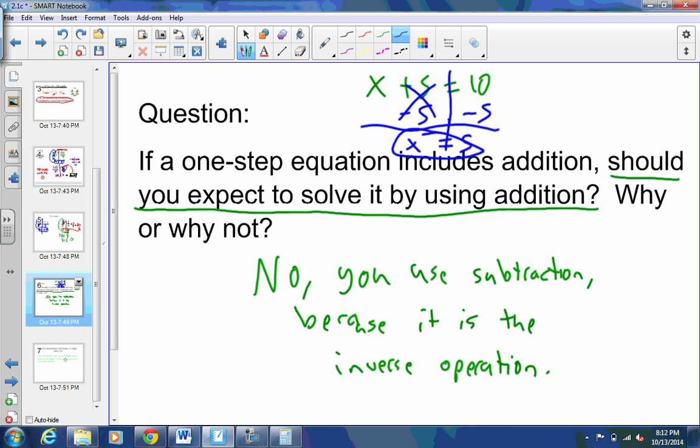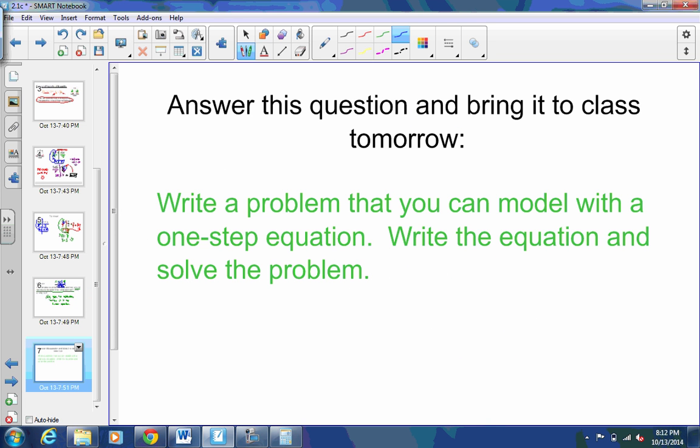Now, lastly, I want you to answer this question and bring it to class tomorrow. Write a problem that you can model with a one-step equation. Could use addition, could use subtraction, could use division, whatever you want to do. Write the equation and solve it. All right, so think of a real example. It might be easier to think of one that has addition or subtraction, but then I want you to write the equation and solve it for us and bring that to class tomorrow.